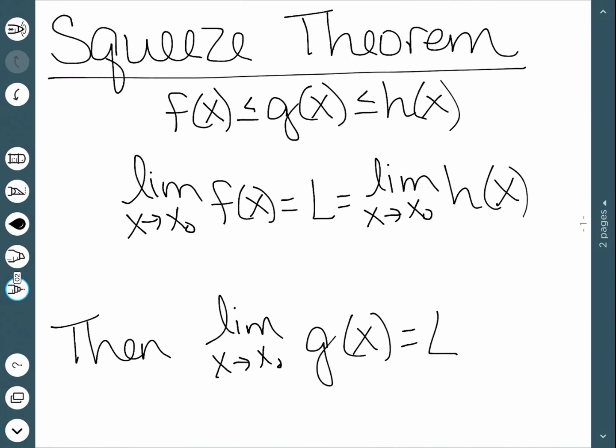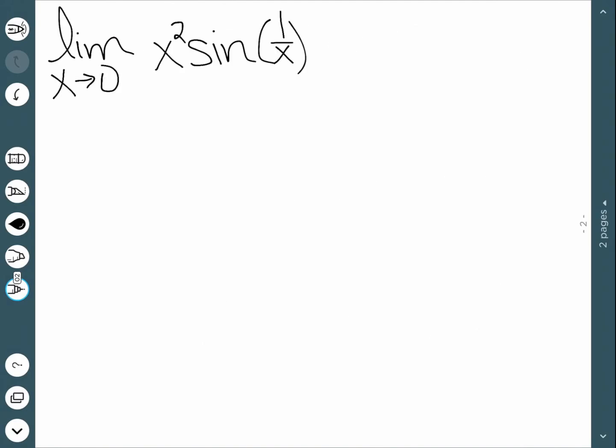And this is called the squeeze theorem because essentially we have some function f, we have some function h, we know their limits are the same at some point, and we're squeezing g to be into the middle of them. So now that we have that, let's look at some examples. The limit as x approaches 0 of x squared sine of 1 over x. So we can't really directly evaluate this because we don't really know what 1 over 0 is. So let's think about this using our squeeze theorem.